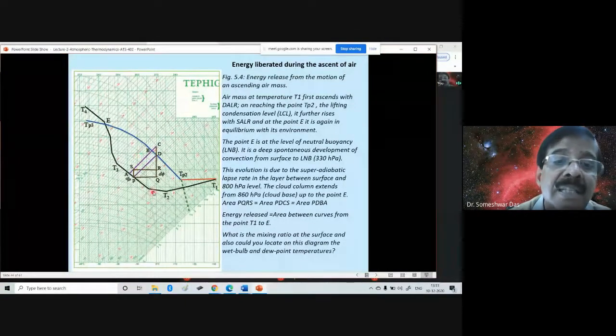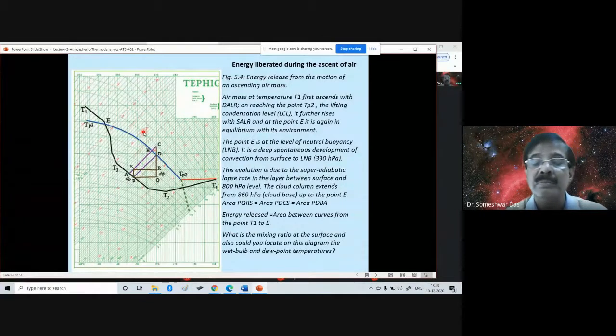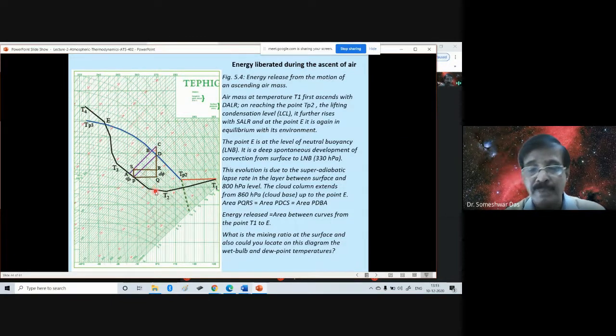I think these slanted lines are not visible here, but in the previous diagram, I had made them bold to make you see the mixing ratio lines. So from the mixing ratio lines, at any level, you can see the mixing ratio of the parcel of air, and also the mixing ratio of the surrounding air. You can find out both things: the mixing ratio of the air parcel and the mixing ratio of the surrounding air.